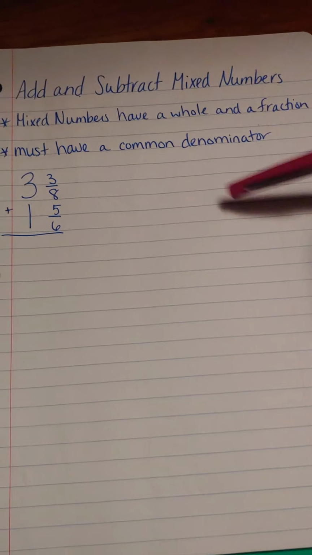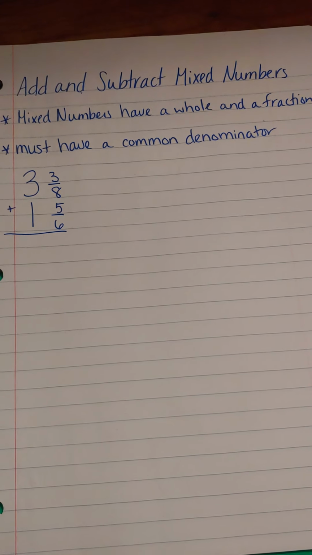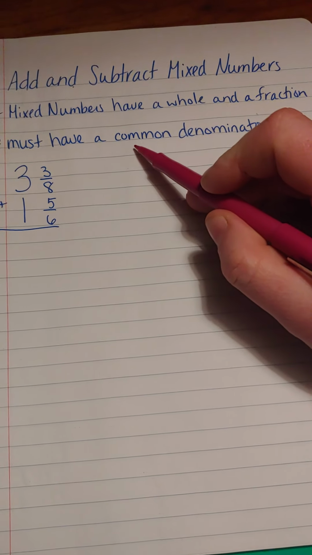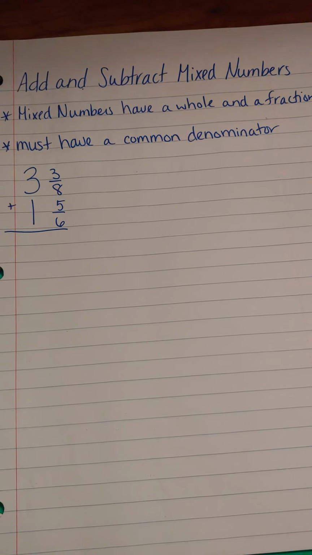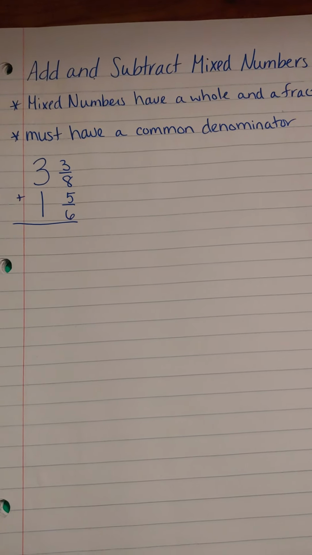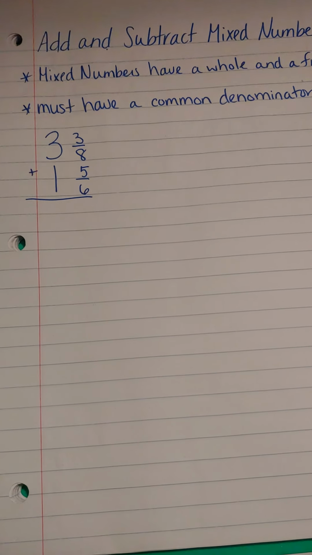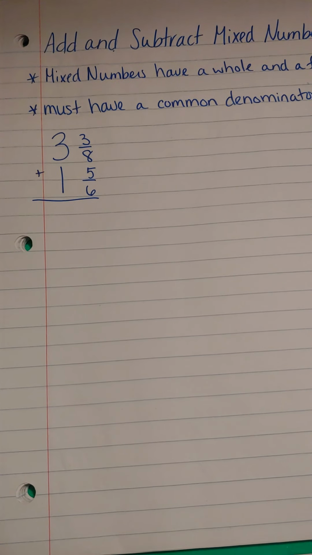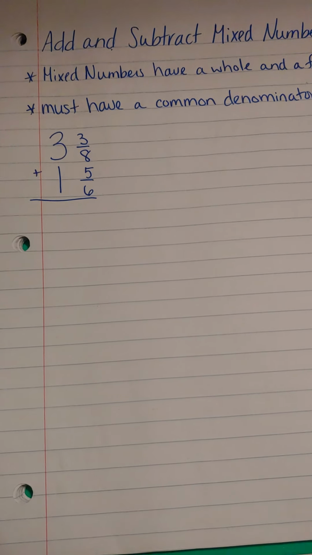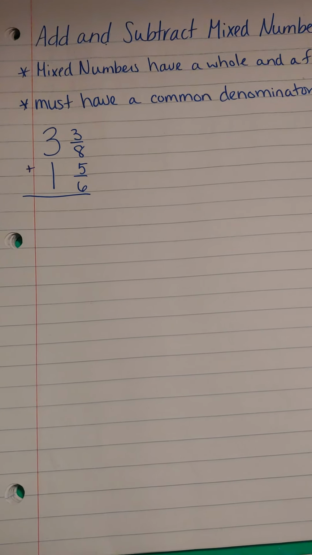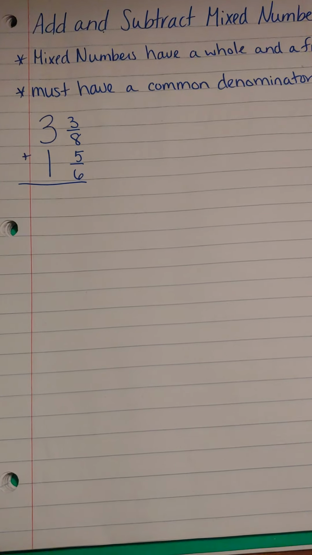Also, when you're talking about adding and subtracting mixed numbers, you have to have a common denominator. Just like when you had to add or subtract fractions, you have to have a common denominator here. We're going to do a couple of example problems, and you'll see a lot of similarities between adding mixed numbers and adding regular fractions. Same thing with subtraction. They're very similar.